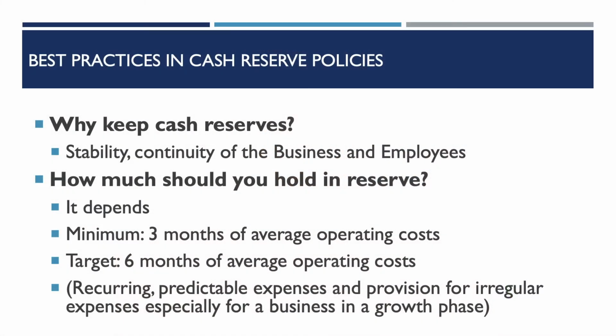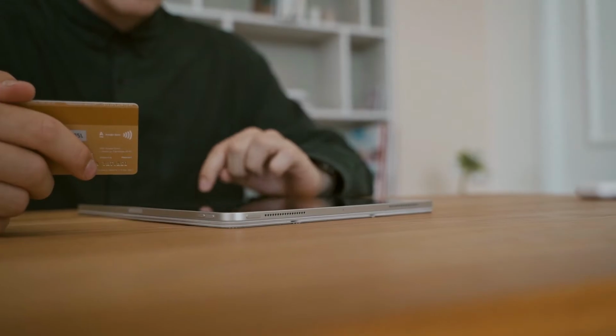You may be asking what comprises average operating costs. Again, this will depend to some degree on what business or industry you're in. Certainly the recurring predictable expenses should be incorporated into average operating costs, but if you're in a high growth phase or a challenging business environment, you may make some additional provision for regular expense that you might incur and hold those in reserve as well.